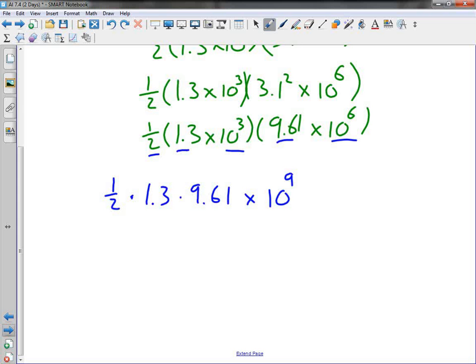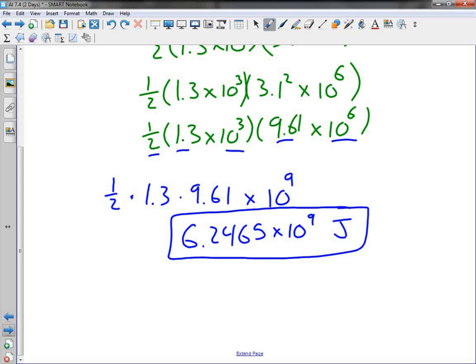When I multiply my 3 other pieces, I get 6.2465 times 10 to the 9th. Now, that is the answer. It's in appropriate standard scientific form. And this is talking about joules of energy.